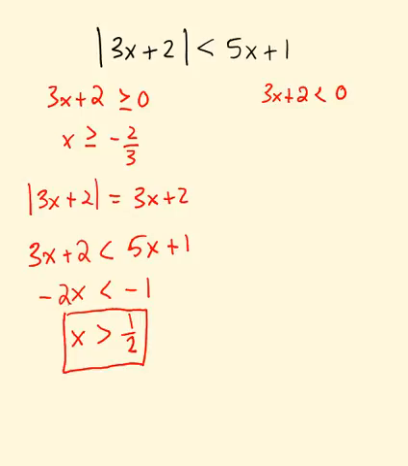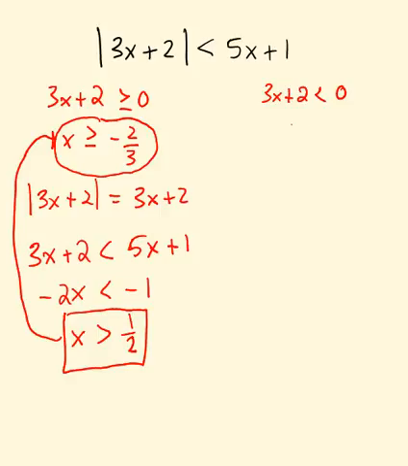So there's the first solution I get. Don't forget to go back and check. Is this consistent with that? This says that for all values greater than or equal to negative 2 over 3, this will work. Well, this value is indeed greater than or equal to negative 2 over 3. So x is greater than 1/2 works. Put it on a number line if you don't believe me. Let's look at case 2 now.